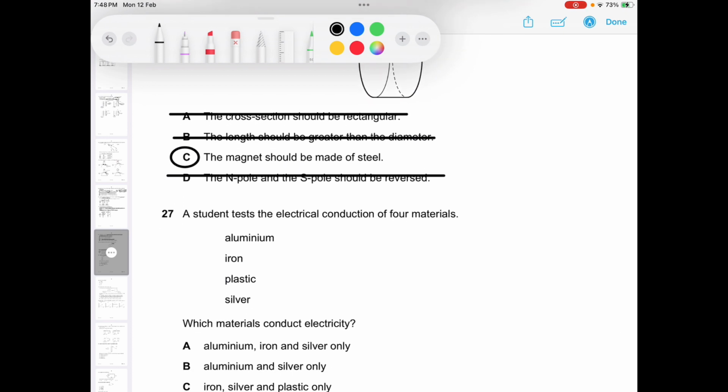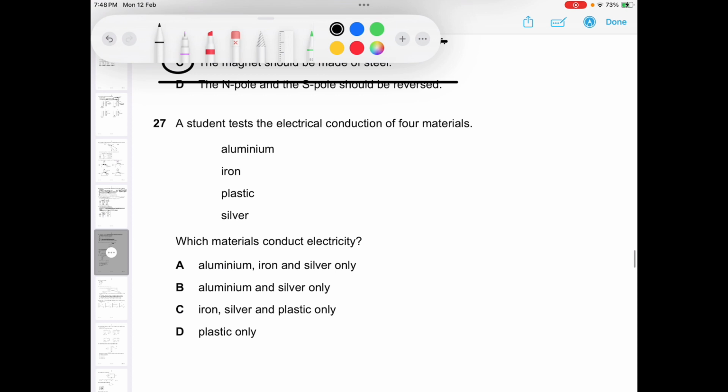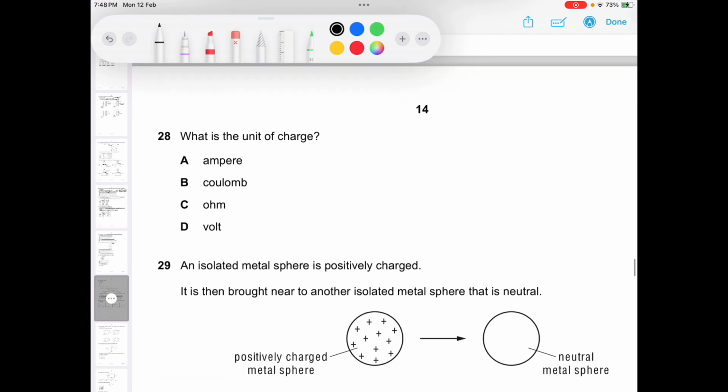A student tests the electrical conduction of 4 metals. Which materials conduct electricity? Aluminium, iron, silver, plastic, no. 27 is A. This is easy. What is the unit of charge? It is Coulomb.